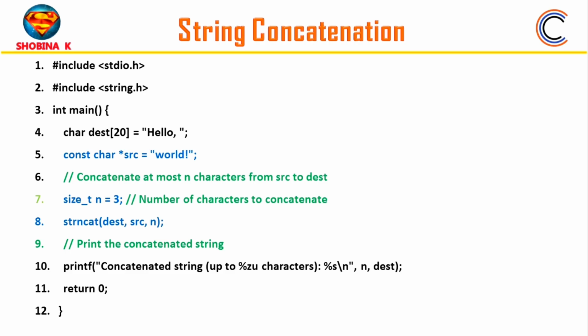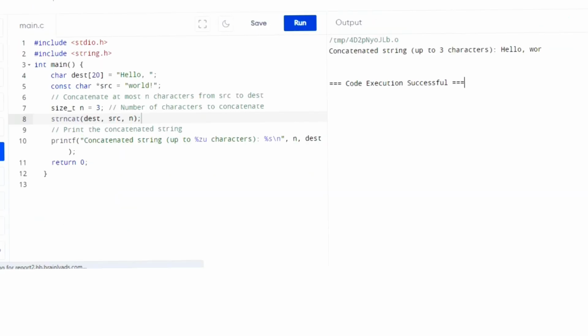And finally the concatenated string stored in dest is printed using a printf statement. The format specifier %zu is used to print the value of n. %s is used to print the concatenated string. The concatenated string consists of the initial hello, followed by the first 3 characters from the src string. And finally the return statement, which indicates the successful completion of the program. Now let's run this code. And as I mentioned earlier, the concatenated string consists of the initial hello followed by the first 3 characters WOR from the source string.